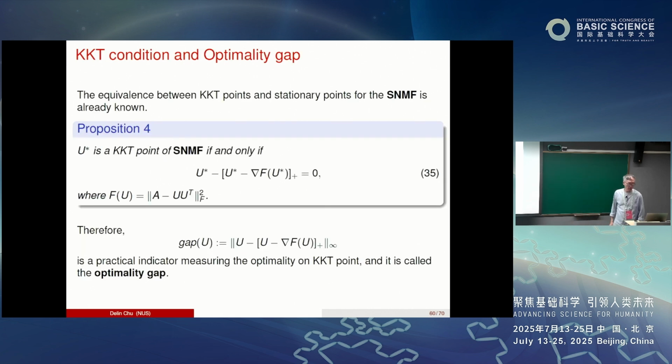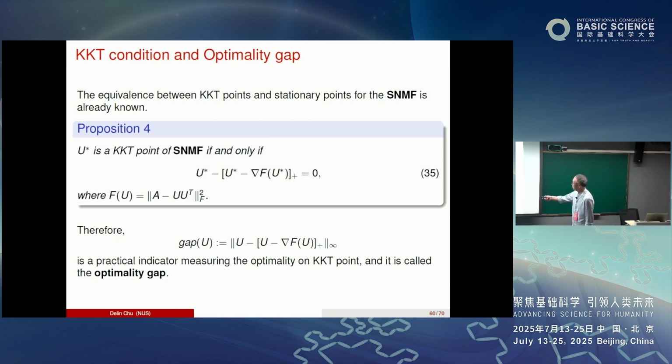Now another question. We need to know whether the method converges to a KKT point. Then the question is how to measure whether your method is converging to a KKT point or stationary point. Now we have these results. For classic non-negative matrix factorization, we actually have a similar result. Because we know the KKT point and stationary point for the symmetric non-negative matrix factorization problem are equivalent.